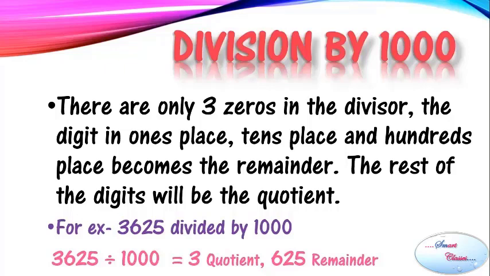625 will be the remainder and the rest of the number. What is left now? 3. Only 3 is left. So, 3 is the quotient. Here, 3 is the quotient and 625 is the remainder.